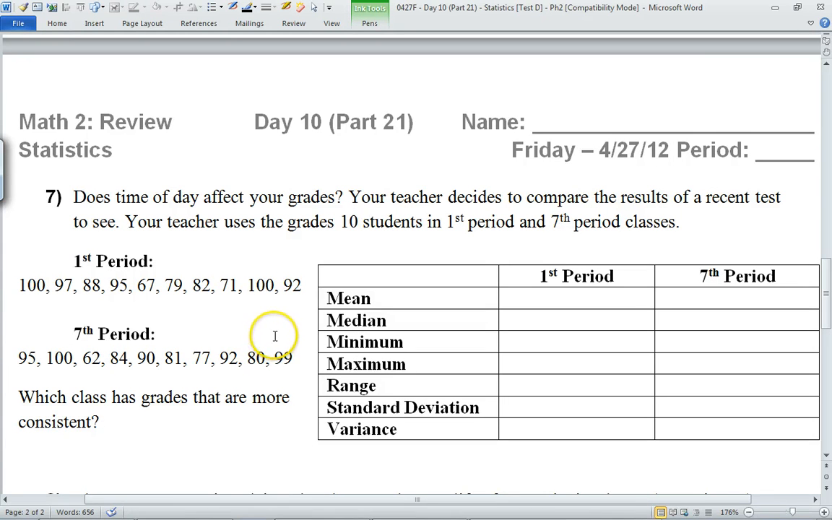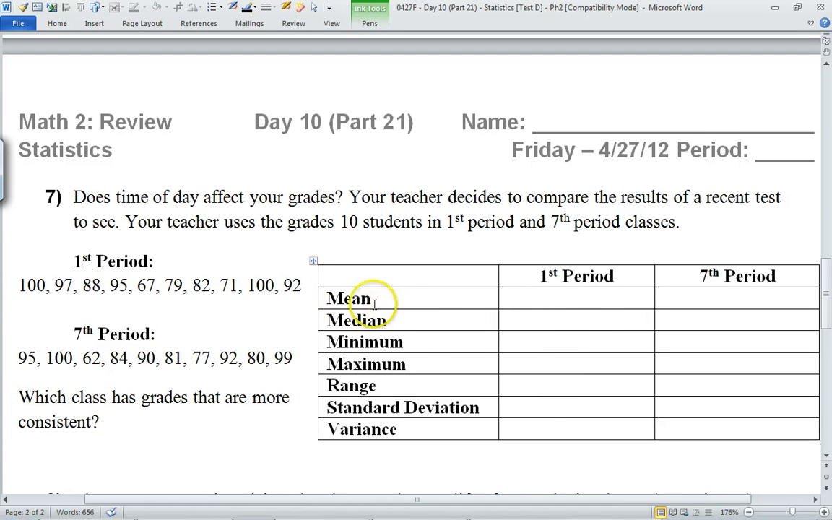Alright, number 7. Does the time of day affect your grades? Your teacher decides to compare the results of a recent test to see. Your teacher uses 10 students in first period and 7th period classes. So that data is shown here. These are the grades of the first period class, and these are the grades in the 7th period class.